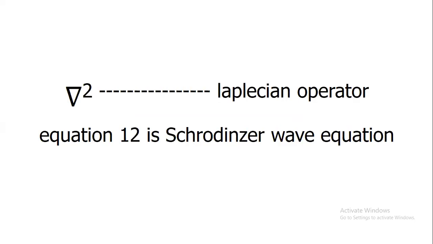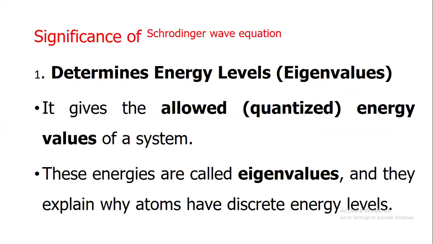Laplacian operator equation to be Schrodinger wave equation. Significance of Schrodinger wave equation: it determines the energy levels, the eigenvalues. It gives the always quantized energy values of the system. These energies are called eigenvalues and they explain why atoms have discrete energy levels.